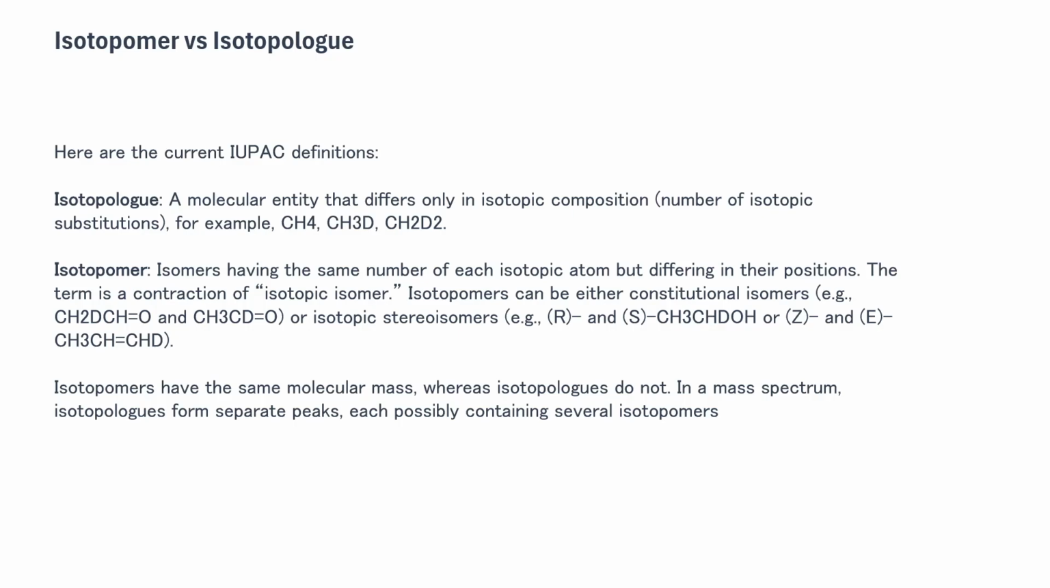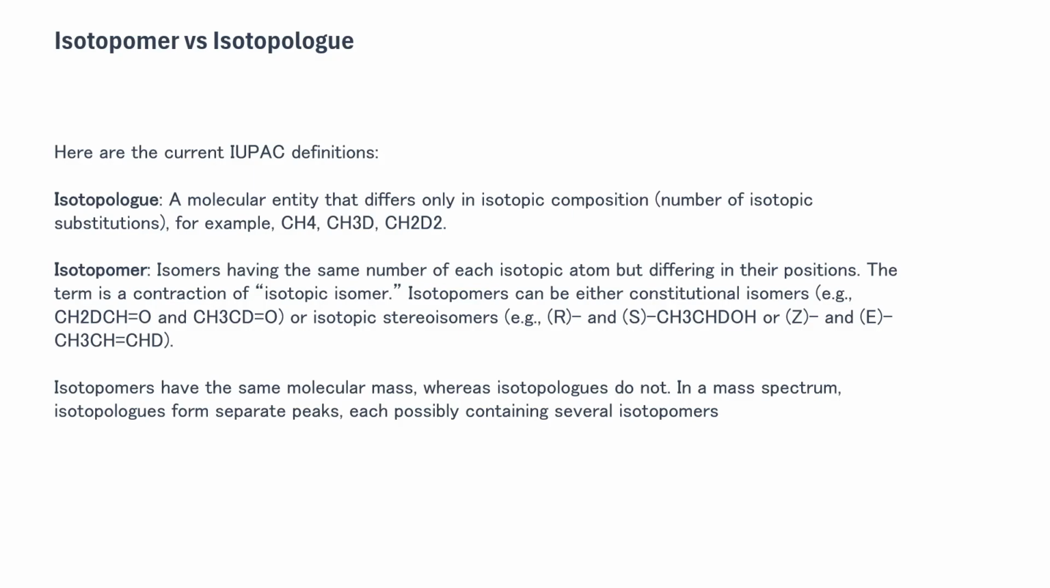An isotopolog is a molecular entity that differs only in isotopic composition, the number of isotopic substitutions. For example, CH4, CH3D, where one H is replaced by D, which is heavy hydrogen, deuterium. So CH4, CH3D, CH2D2, these are all isotopologues. Basically, one of the isotopes has been replaced by another isotope. In the case of isotopomers, these are isomers having the same number of each isotopic atom but differing in their position.